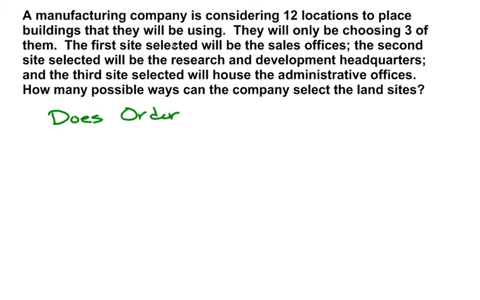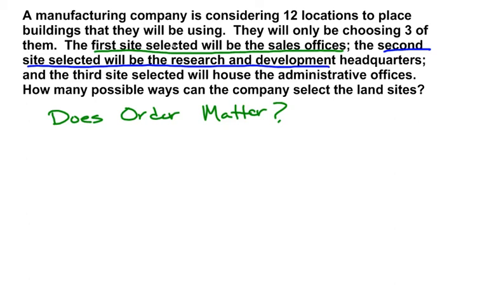That's all we're going to ask ourselves in determining which one of these methods we're going to use. Well, as we read through, we see the first site selected is going to be the sales offices. The second site is going to be the research and development. And the third site is going to house the administrative offices. So every place is going to be treated a little differently based on what order it gets picked in.